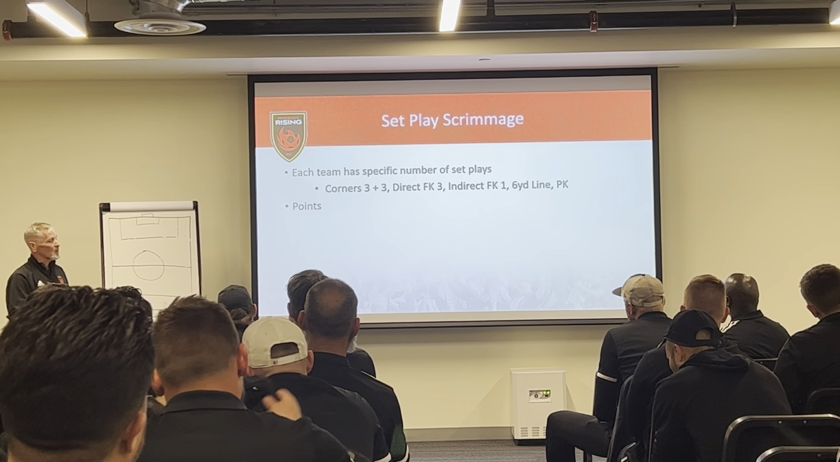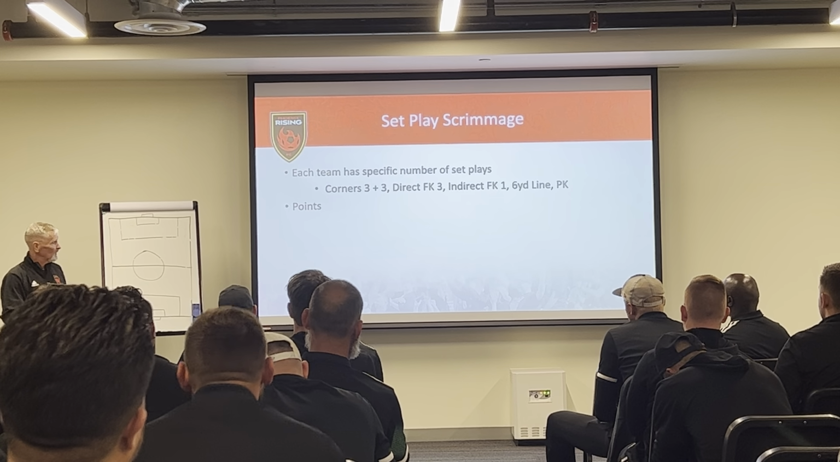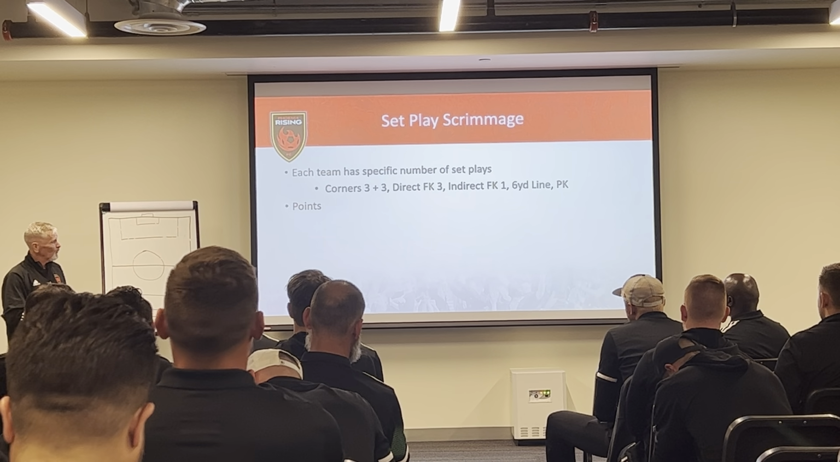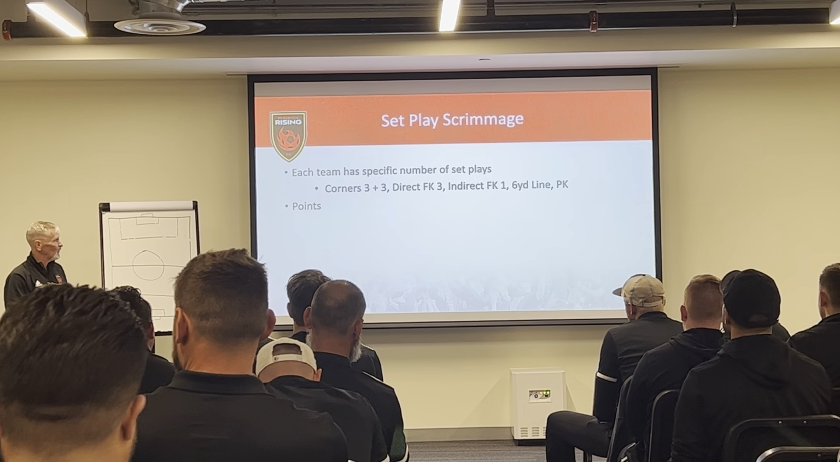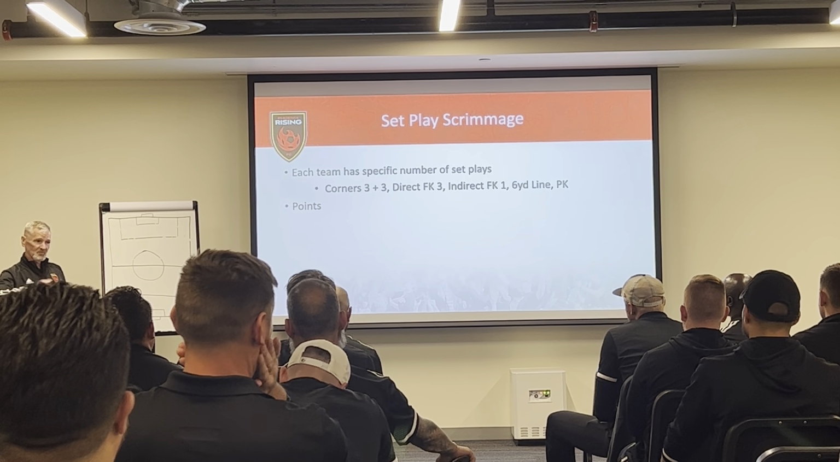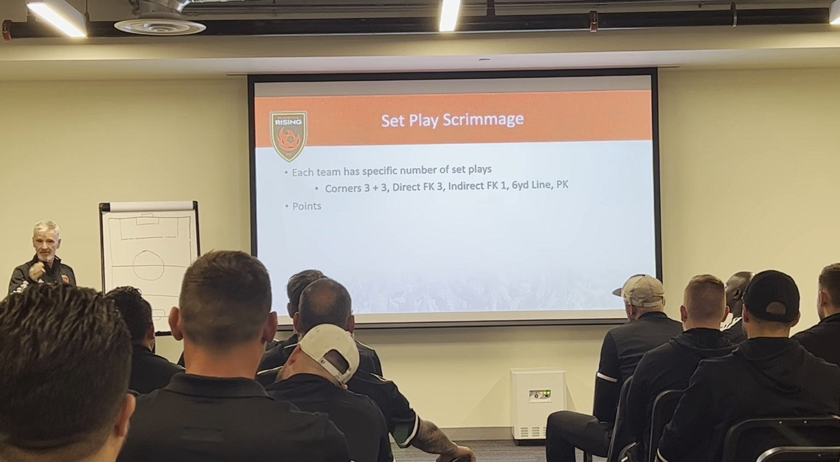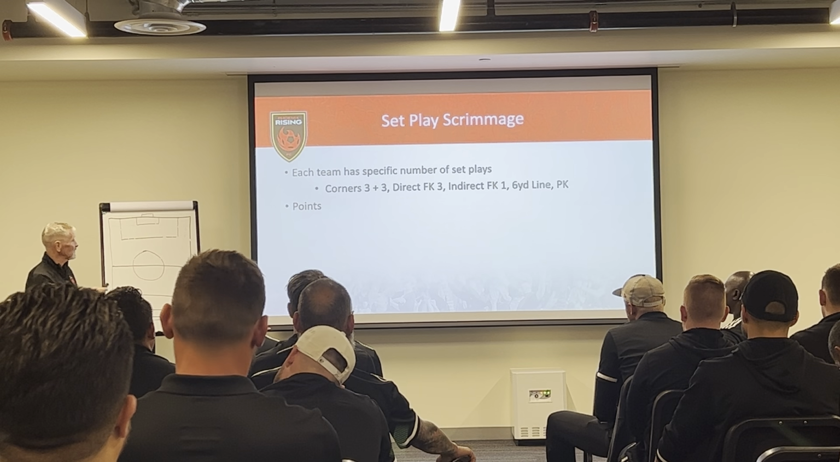Each team will get 3 corners from the left, 3 from the right, 3 direct free kicks, 1 indirect free kick, 1 free kick on the 6-yard line, and 1 penalty kick. And it's just random. Anytime I want to stop it and just set something, I do want them to play, but then at certain times I'm going to do this.